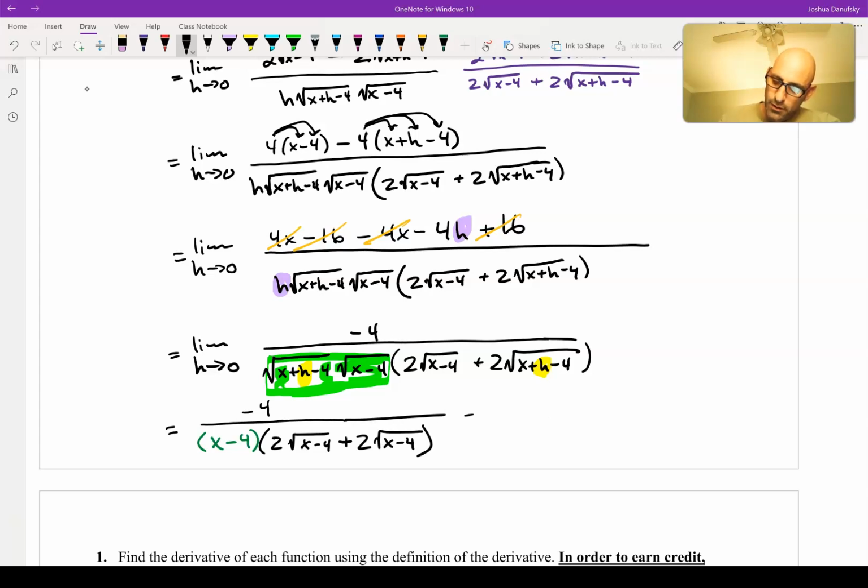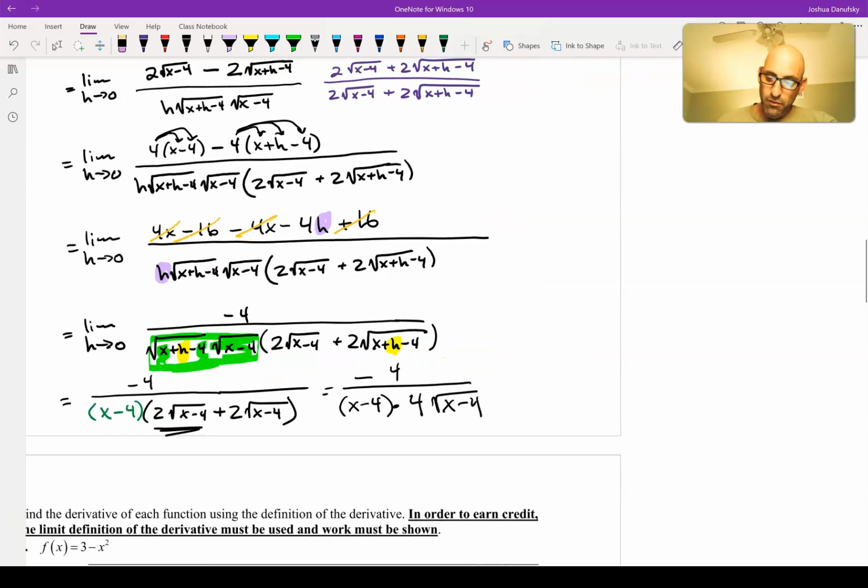All right, continuing on, we've got negative 4 over x minus 4. I have 2 of these and 2 more, so I'm going to have times 4 square root of x minus 4. And you might be thinking, I'm done, I'm leaving it there. But we can actually take this a little bit further, can't we? We can cancel off the 4s.